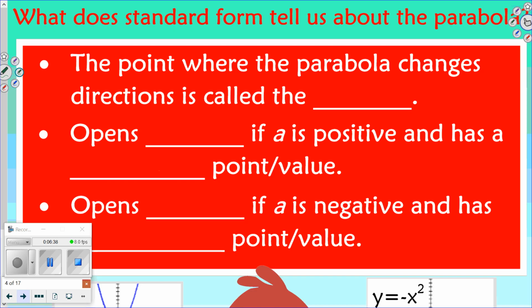Moving on. What does standard form tell us about the parabola? So we can tell some things about the graph without actually doing any math on it, just by looking at the equation. So the point where the parabola changes direction is called the what? She was really close. It's called the vertex.